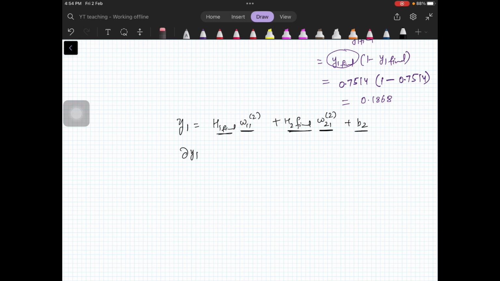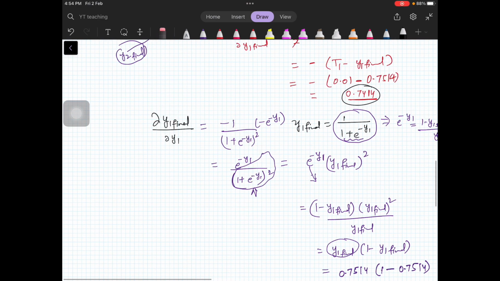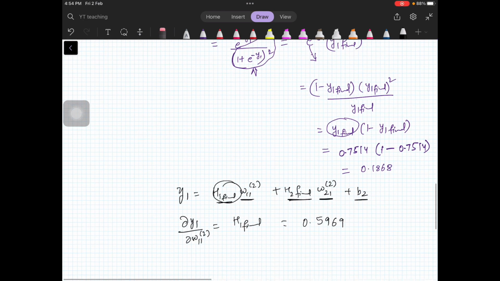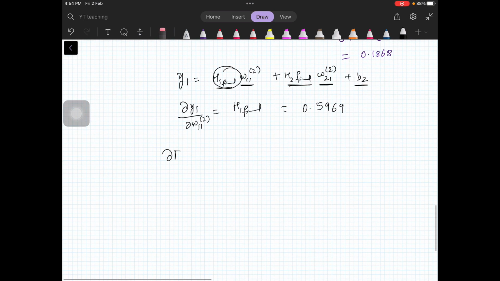So if I want to find out the derivative of y1 with respect to w112, this will be just h1 final, because we are working on the partial derivative. So this is 0.5969, right? Now you put all the values here. If you put all the values here, then the partial derivative of the total error with respect to w112 would be the multiplication of these three numbers.